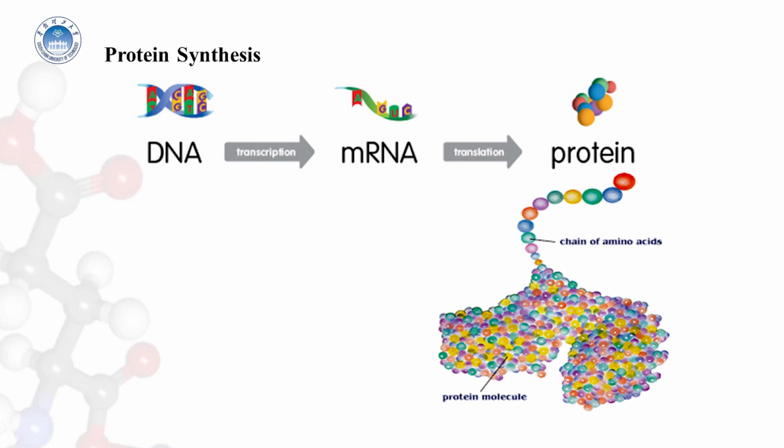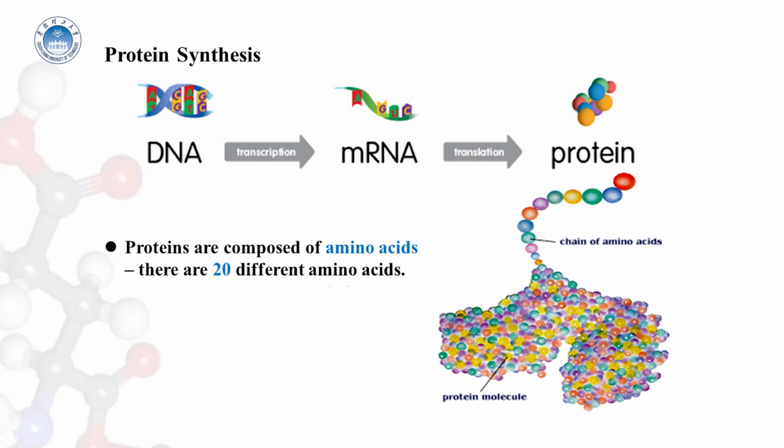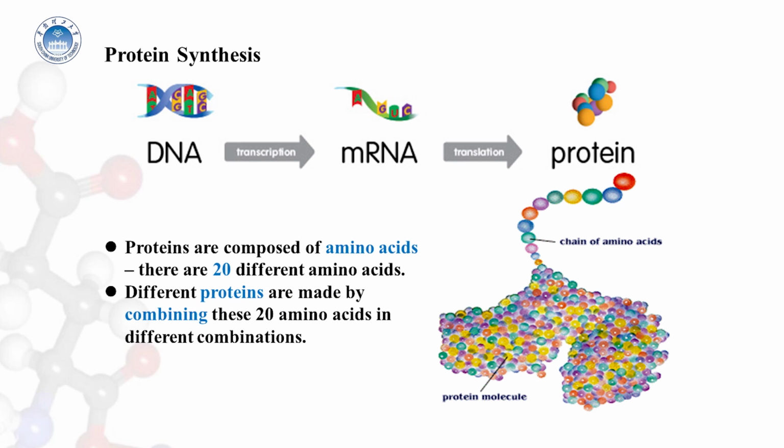So here is the summary of translation and the central dogma. Here is the genetic information flow. The DNA is transcribed to produce mRNA, and the mRNA serves as a template to make proteins through the translation machinery. The proteins are composed of amino acids. There are 20 different amino acids. The different proteins are made by combining these 20 amino acids in different combinations.